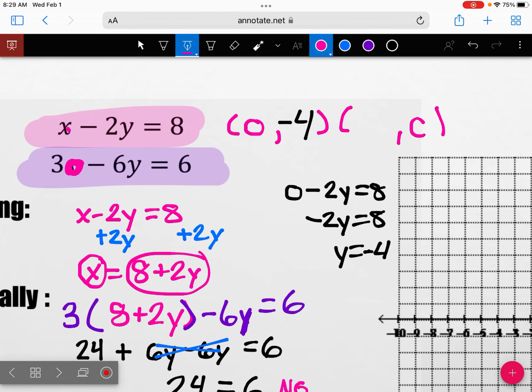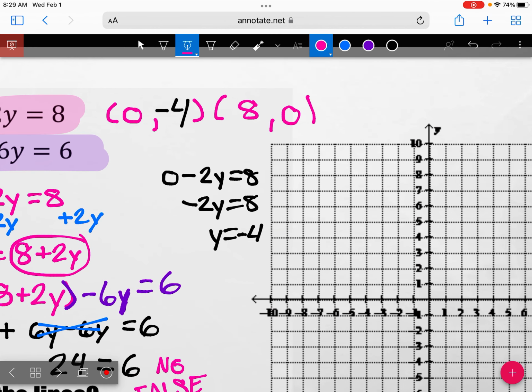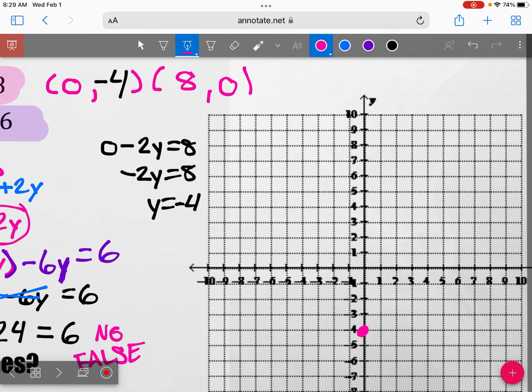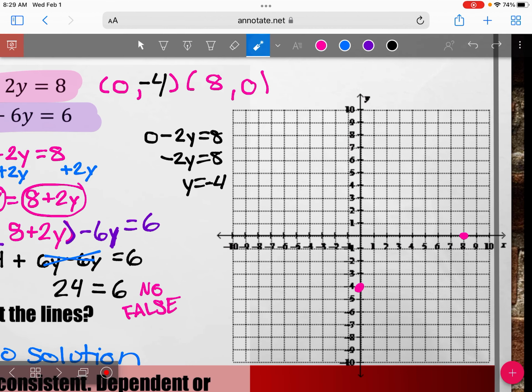So let's do the other one where I say, what happens if y is 0? So if y is 0, this whole piece is 0, and what does x equal? 8. So I've got a point at 0, negative 4, and 8, 0. And 2 points is enough to give me a line. It's going to look kind of like that.